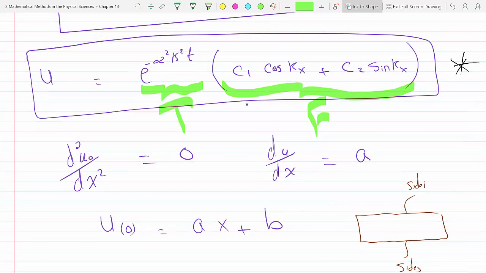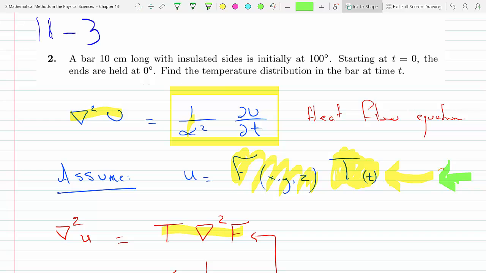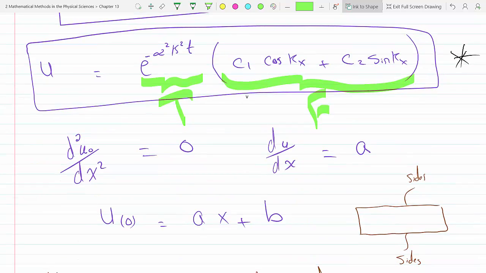Now, what remains to be done is to figure out k using boundary conditions. Now, the question said that at t equals 0, the ends are held at 0 degrees. So this is my first boundary condition here. At t equals 0, the ends are held at 0 degrees. So that means u of 0 has to equal 0.